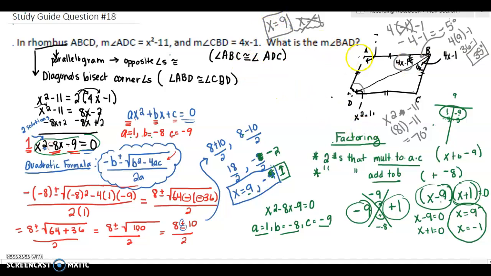Now the question didn't ask what is x. My question asked what is the measure of angle BAD. Well, remember, back to parallelograms, that means consecutive angles are supplementary, so they equal 180. So if this is 70, that means this angle has to be 110 degrees, which is our final answer.